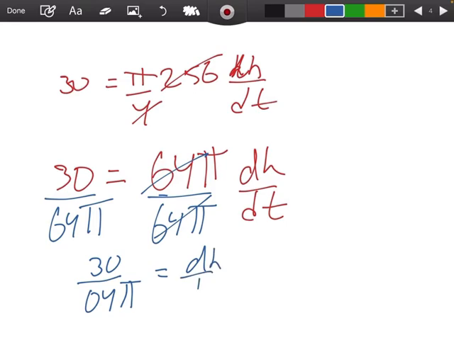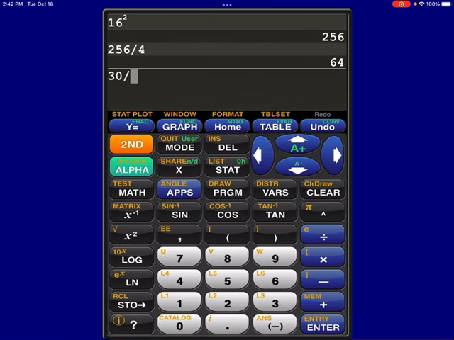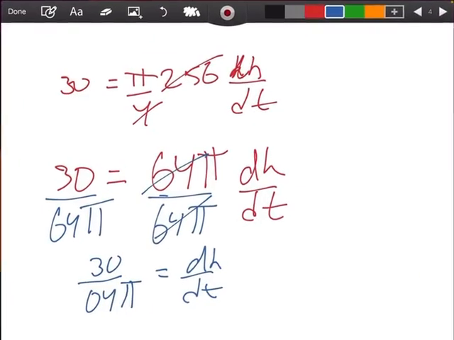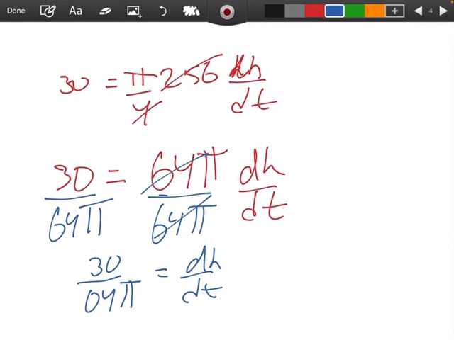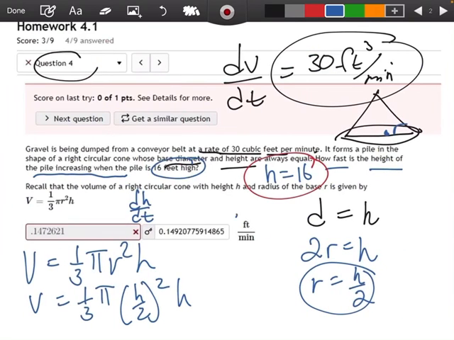Let's figure out what that is. 30 divided by 64 times pi equals 0.1492. So my dH/dt is 0.1492. That's what I'm coming up with. And if I come back over here, 0.1492. So I hope this makes sense how I did the problem.